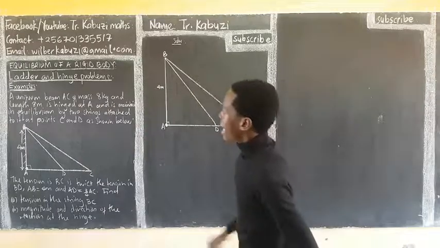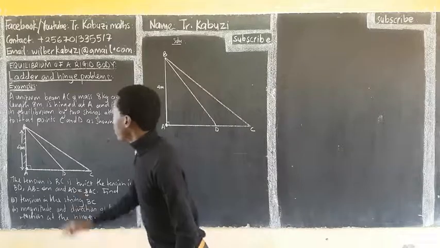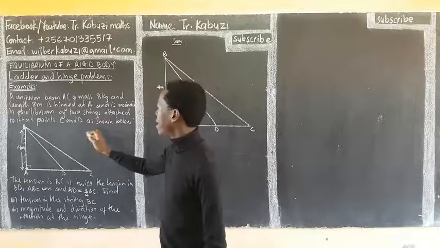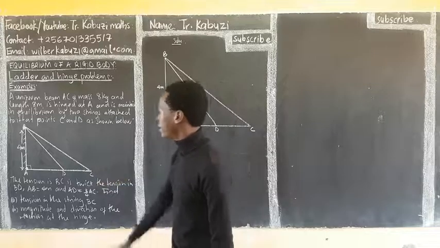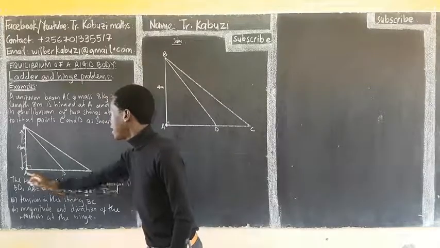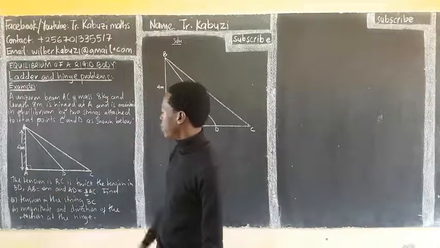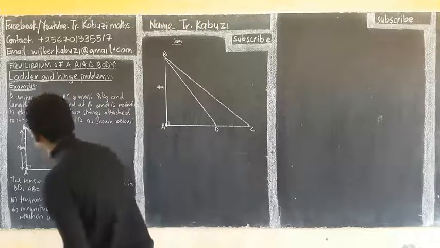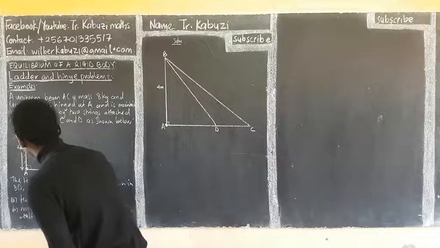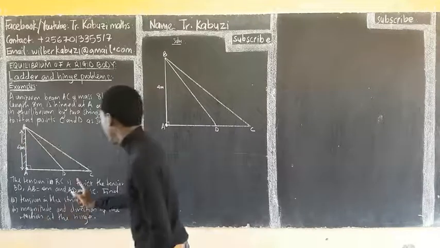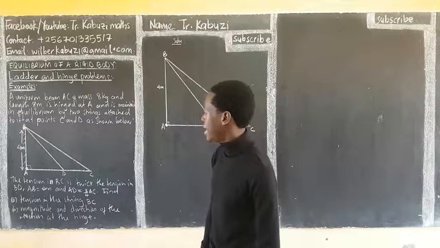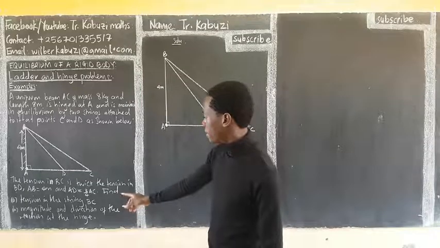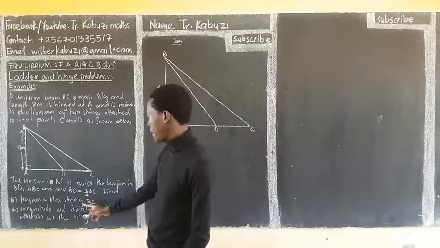At A and is maintained in equilibrium by two strings attached to its points C and D as shown below. As you can see, this is 4 meters, this is AD, this is AC. The tension in BC is twice the tension in BD. AB is that and AD is that. So find the tension in the string BC.